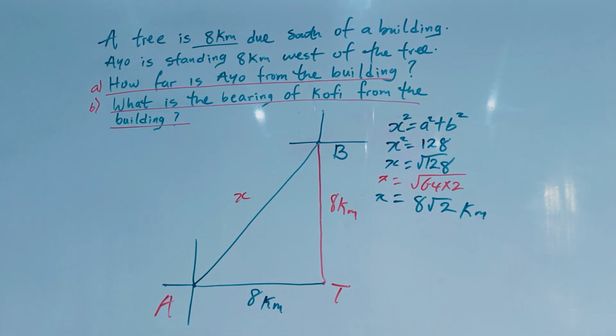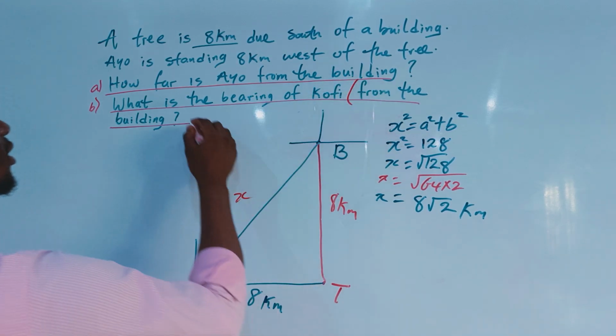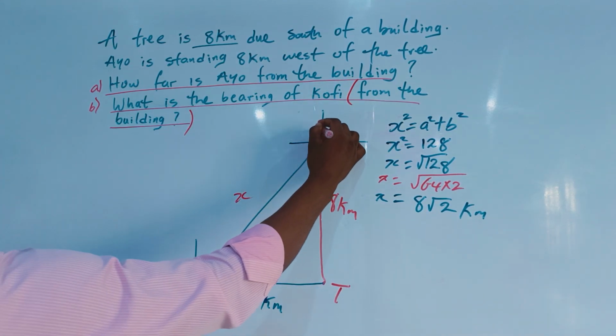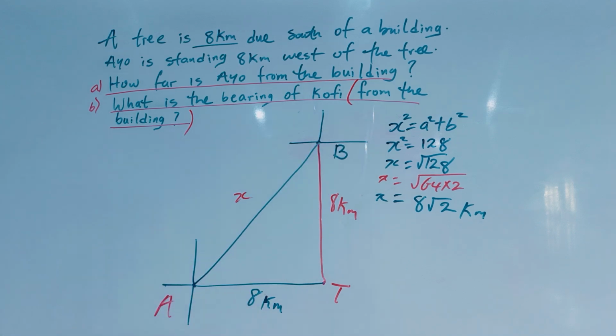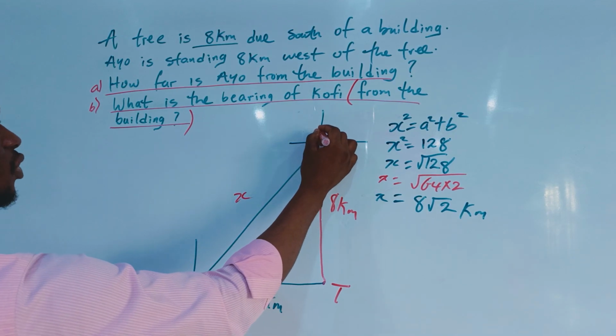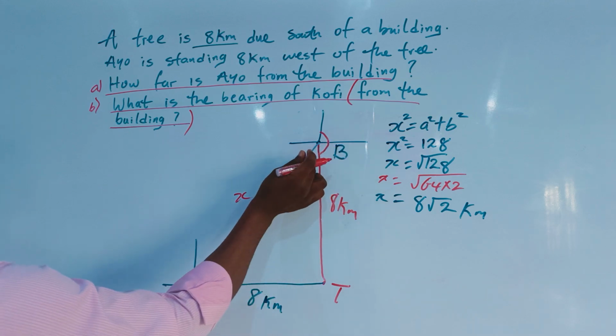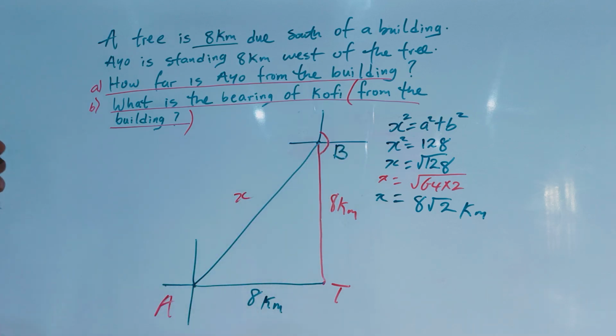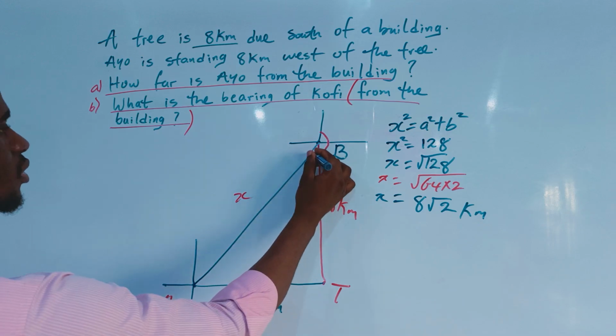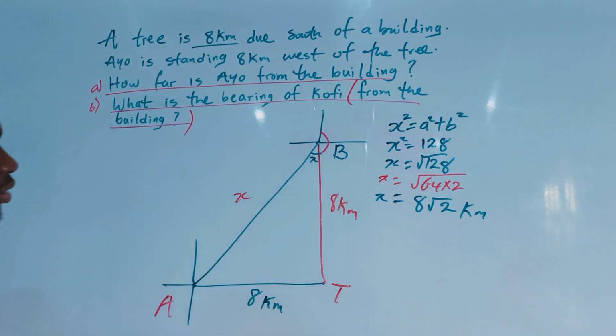Then the other question wants us to find the bearing of Kofi from the building. Please take note of from the building. So meaning we're going to read from the building. And in bearing, you read clockwise from the north, right? So of course, this first quadrant is 90 degrees. 90, and this angle, which we need to figure out, X.